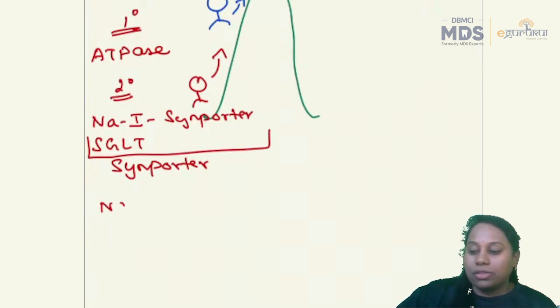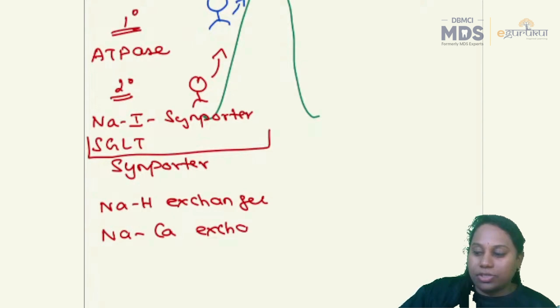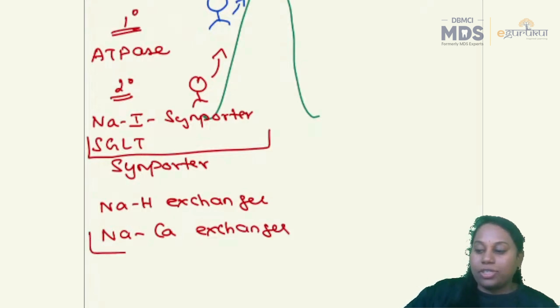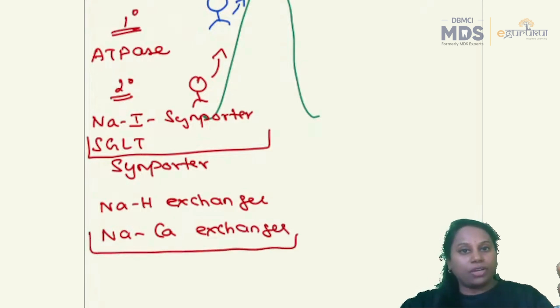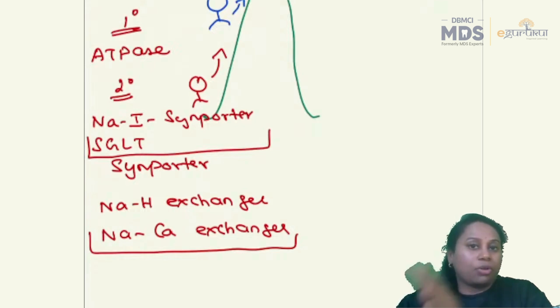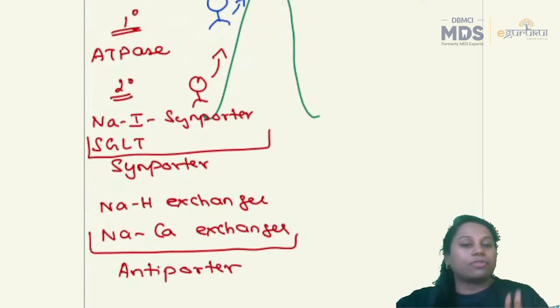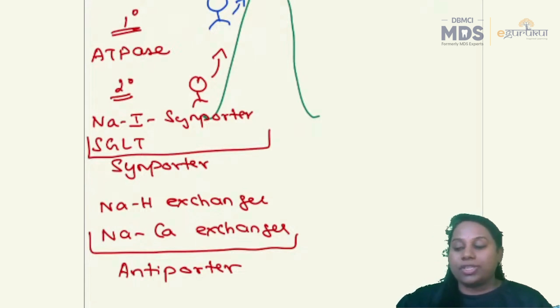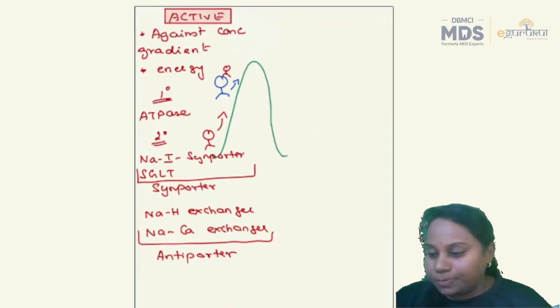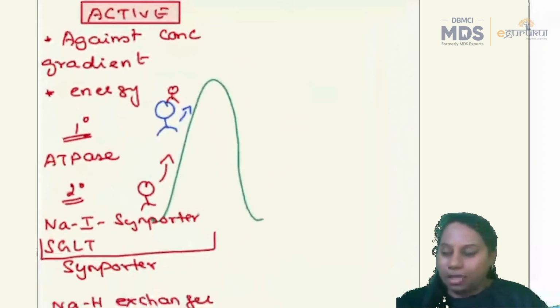Sometimes there is the sodium hydrogen exchanger or the sodium calcium exchanger. Exchanger means sodium is moving in one direction, and hydrogen or calcium are moving in the opposite direction. This is called an antiporter. If sodium and the substance move in the same direction, symporter. If they move in opposite directions, then it is called an antiporter. This is about active transport.